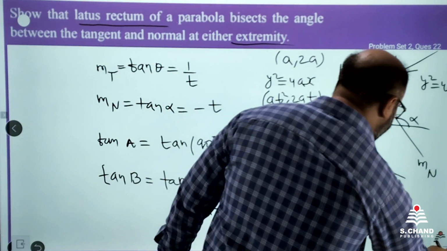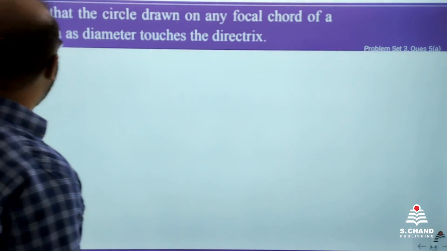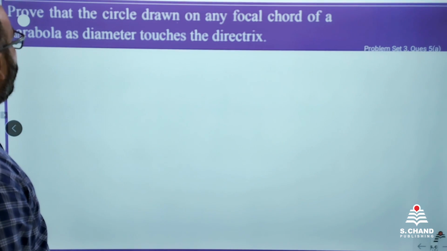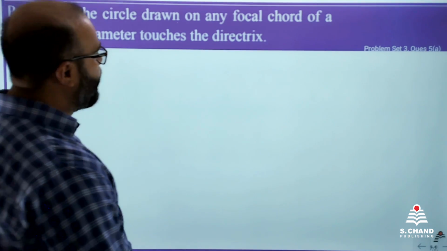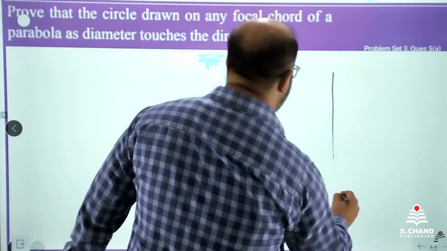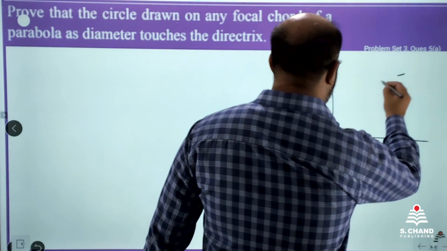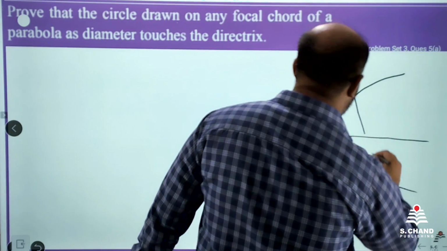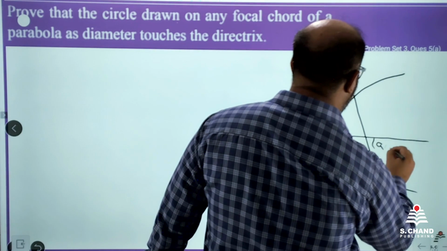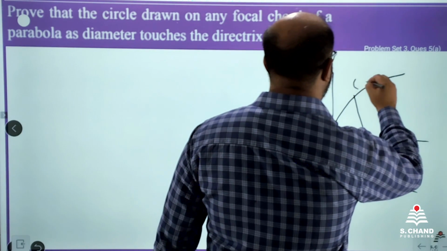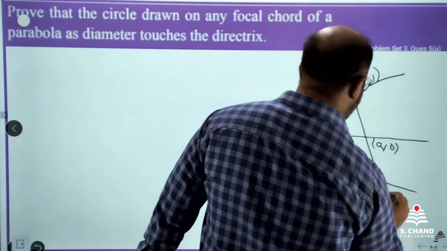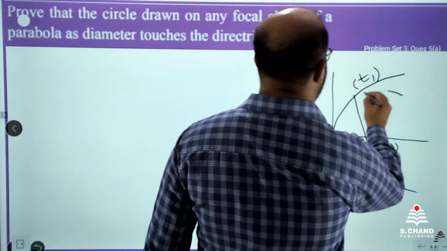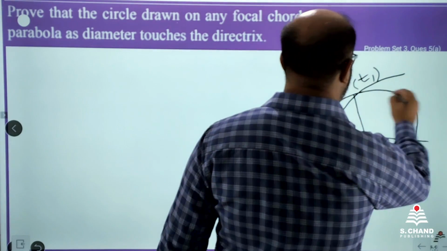Now let us come to the next question. It says prove that the circle drawn on any focal chord of a parabola as diameter touches the directrix. So we have a parabola and there is a focal chord passing through (a, 0). Its extremities are the parametric points t1 and t2. And taking this as a diameter, we are drawing a circle.